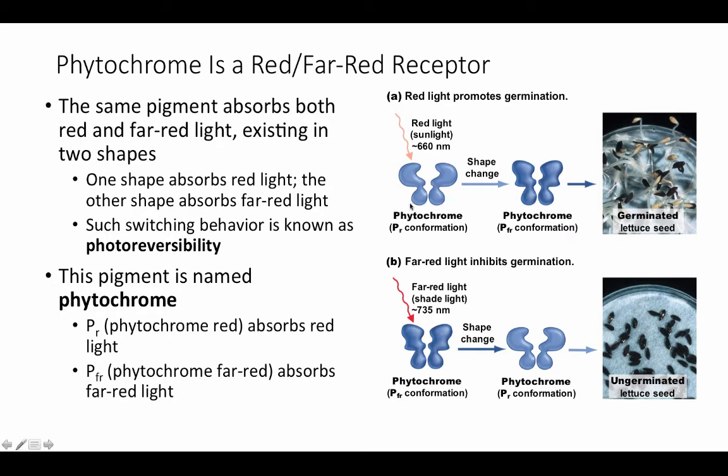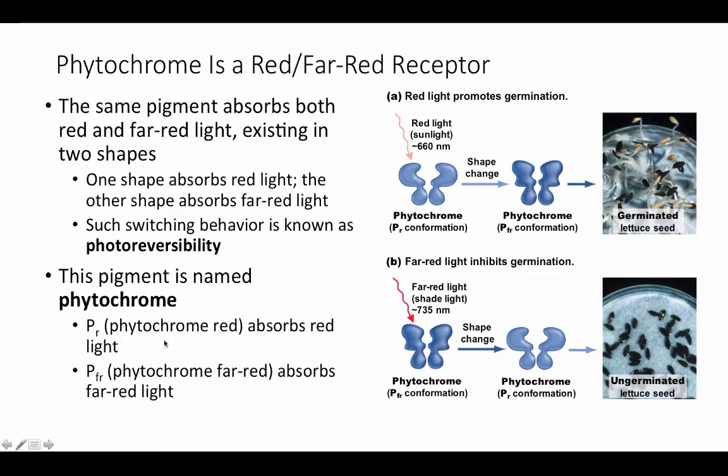So here we have an image of this. We've got one shape that's going to be able to absorb red light. This is the PR conformation. Once it absorbs red light, it's going to change its shape into the PFR conformation, the P far red. Now in this shape, it's only sensitive to far red light. So here it is in the PFR conformation. When it's hit by far red light, it changes back to the PR conformation. And now it's receptive to red light. So it works like a switch, depending on what light it was exposed to most recently.